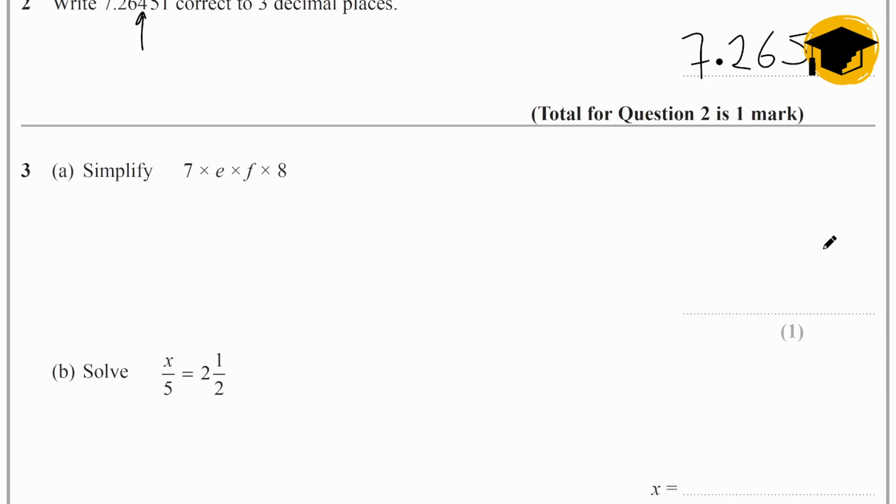Simplify 7 times E times F times 8. 7 times 8 is 56. E times F is just EF.